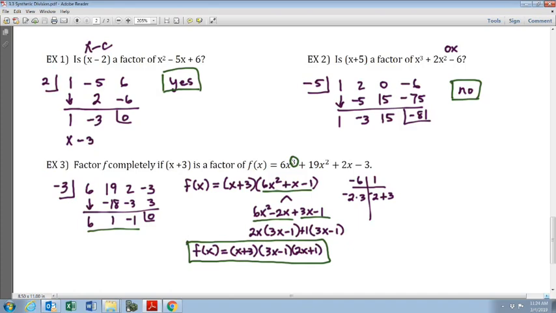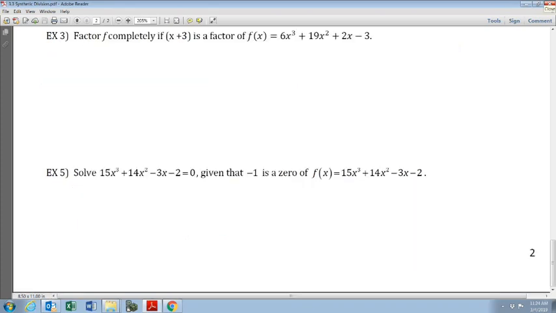Now notice I could have changed this question just a little bit. I could have said, tell me all the zeros of this function. And if that were the case, I would just set each of my factors equal to 0, and I would get the 3 zeros. So that's going to be similar to what we're going to do in the next problem.